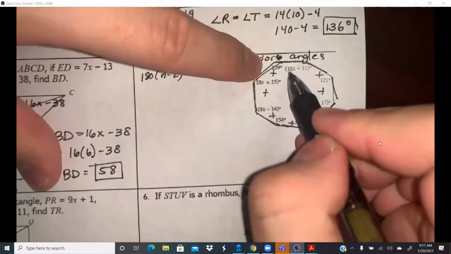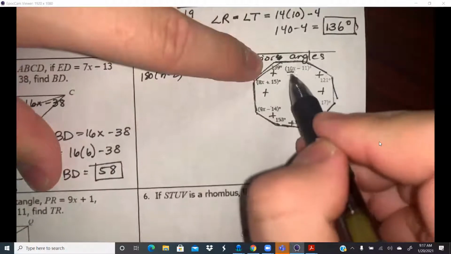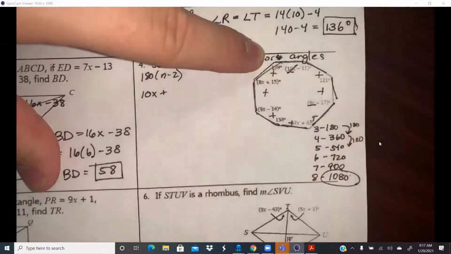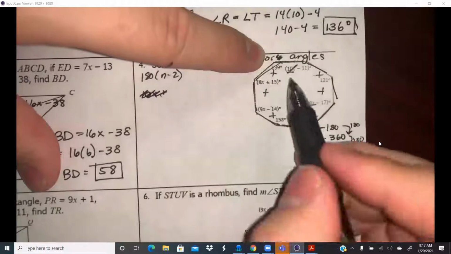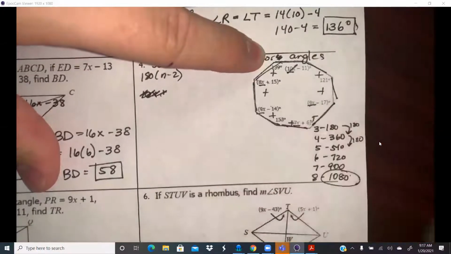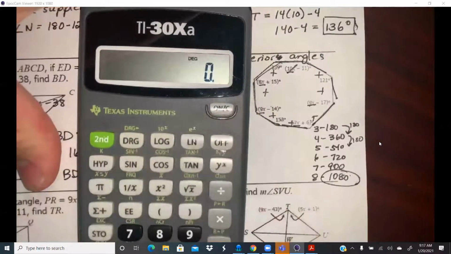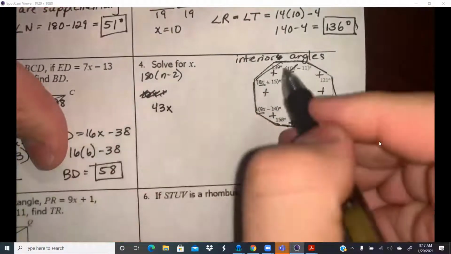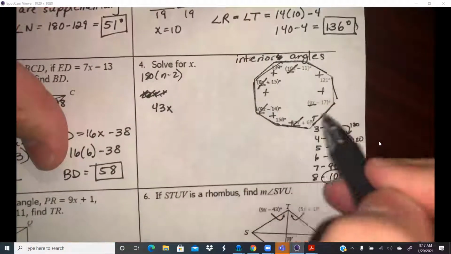So what I'll do is combine all of my x terms. So I have 10x, 9x, 7x, 9x, and 8x. So let's start off with that. So 10 plus 9 plus 7 plus 9 again, plus 8. So I have 43x if I combine all of my x values.